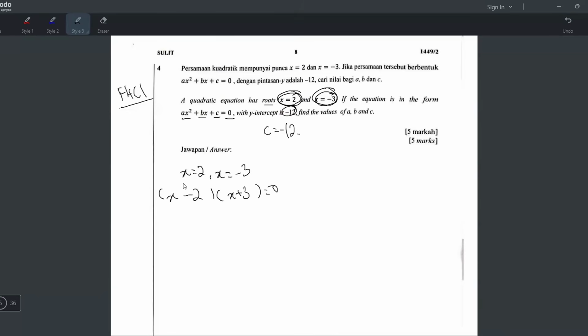And then what you do is basically you just expand it. But I'm not sure whether this method works or not. Okay, so I'm just gonna try it and see. Okay, so x times x is x squared. Yeah, basically you're just doing it in reverse.